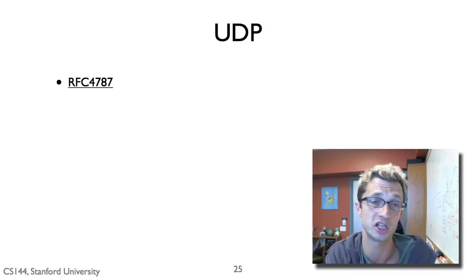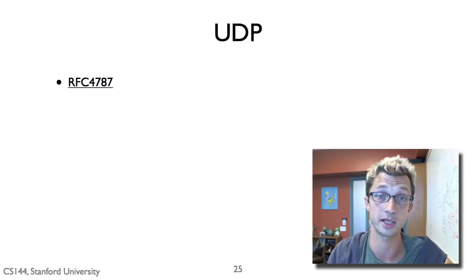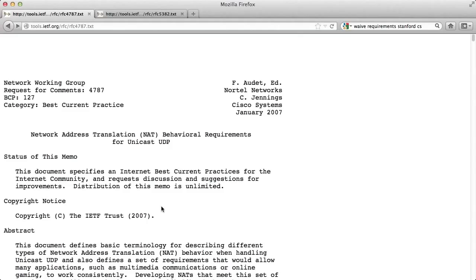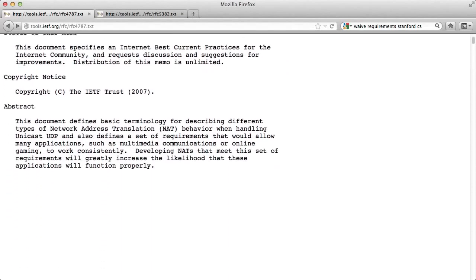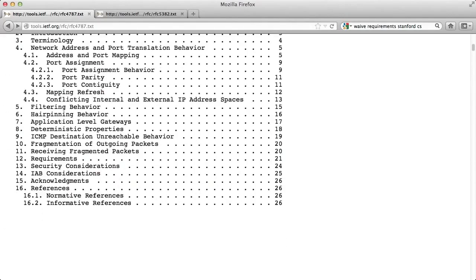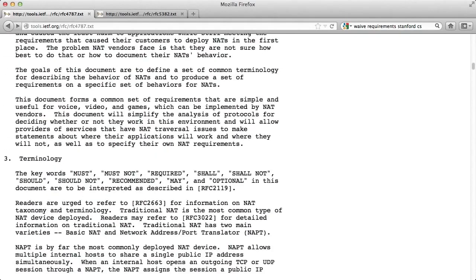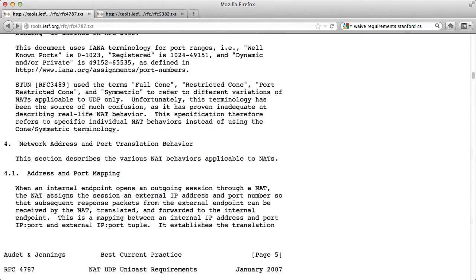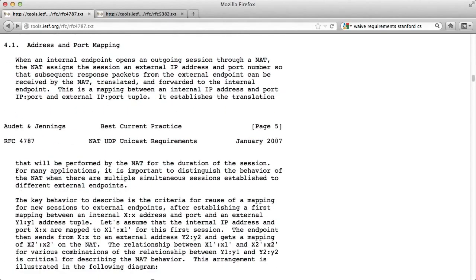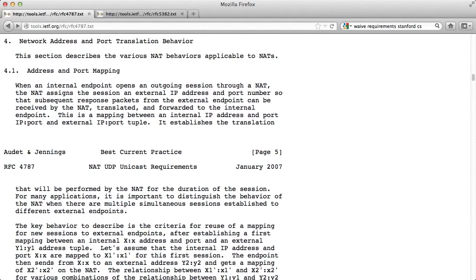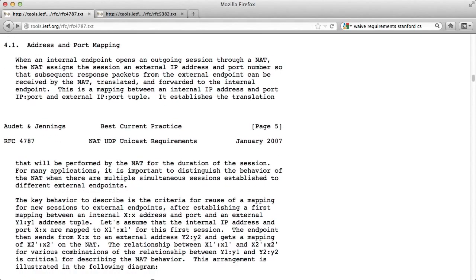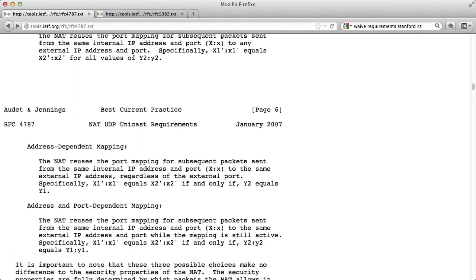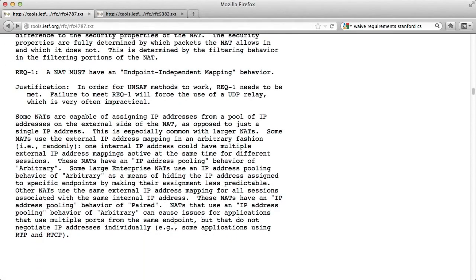So UDP is specified in RFC 4787. So here's RFC 4787. As you can see, it's a best common practices document, BCP 127, best current practice. Generally speaking, these documents have a serious list of terminology. They have a set of behavioral recommendations. So here, for example, is recommendation 1 or requirement 1.